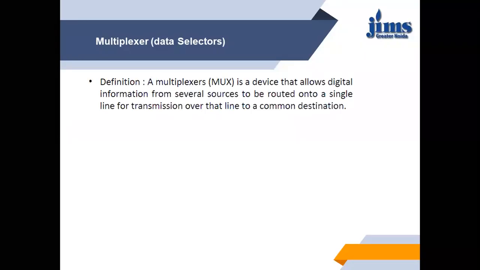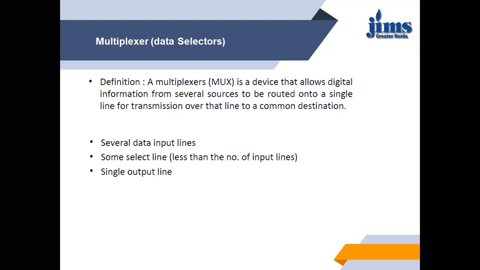A multiplexer is a device that allows digital information from several sources to be routed onto a single line for transmission over that line to a common destination. That means if the data is coming in parallel, after using a multiplexer, it will be converted into serial mode.